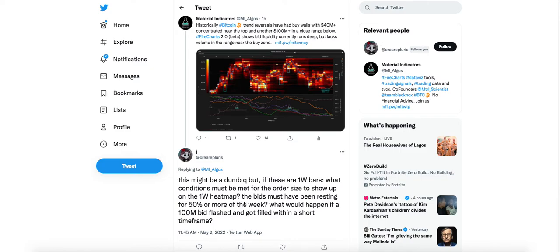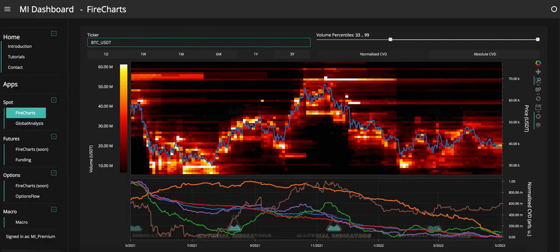The bids must have been resting for 50% or more of the week? No, that would not be the case. What would happen if a $100 million bid flashed and got filled within a short time frame? Great question. And to explain it, let's go to a live FireChart and explain how things are laid out here.